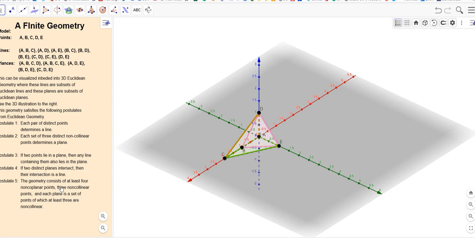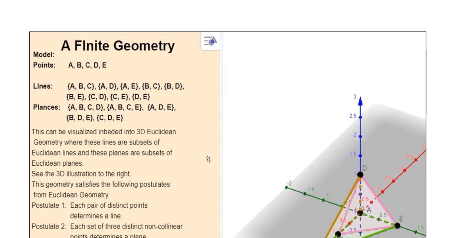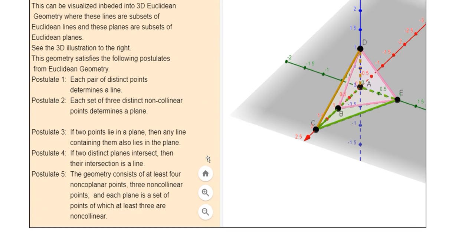And there are at least 4 noncoplanar points, C, D, and E, for example. 3 noncollinear points, D, E, and A. Each plane is a set of points of which at least 3 are noncollinear. Okay, so we want to document all of that. The documentation part is the hardest part. There's the thing that we were just looking at.